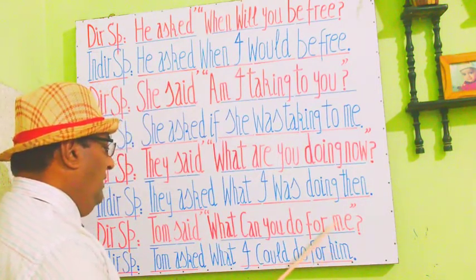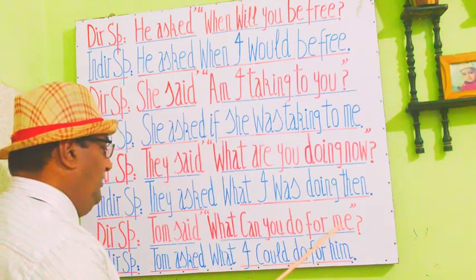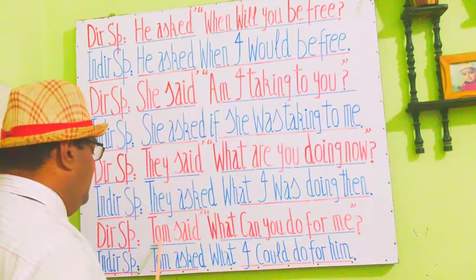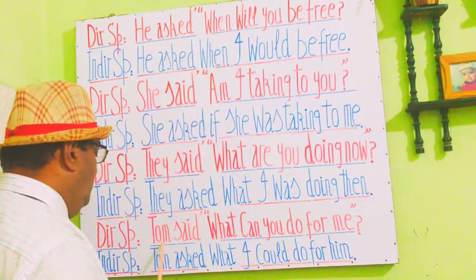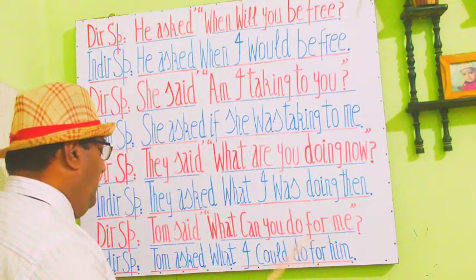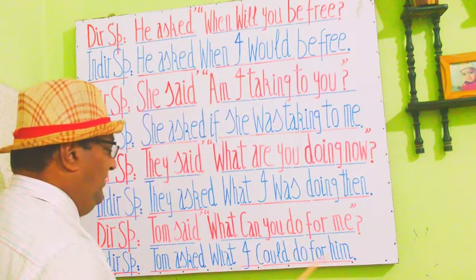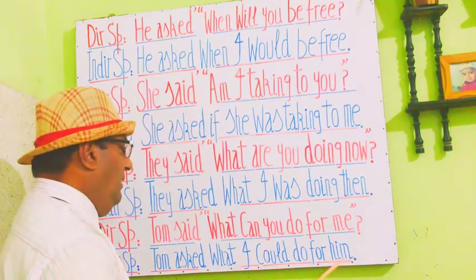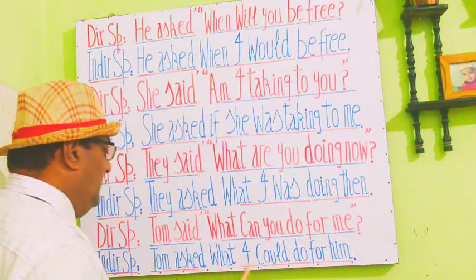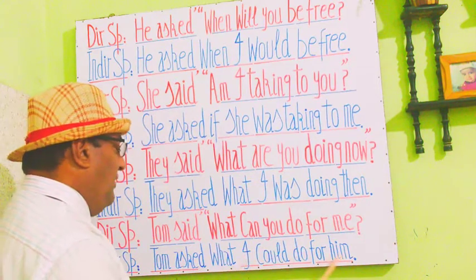for him. Now me is object, and by rules me should be changed by the outer subject, that is Tom, and we require Tom's objective state, that is him. So me is replaced by outer subject Tom, and its objective state is him. So we write here him. So new statement, let's read it out. Tom asked what I could do for him.